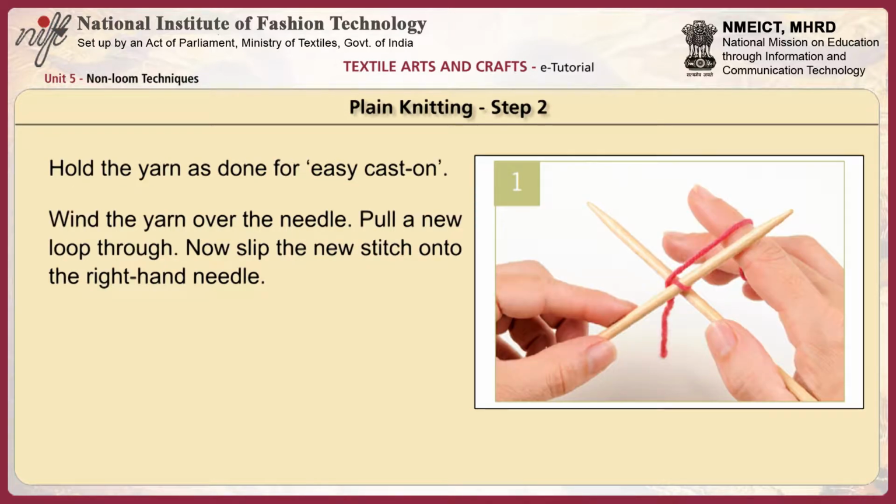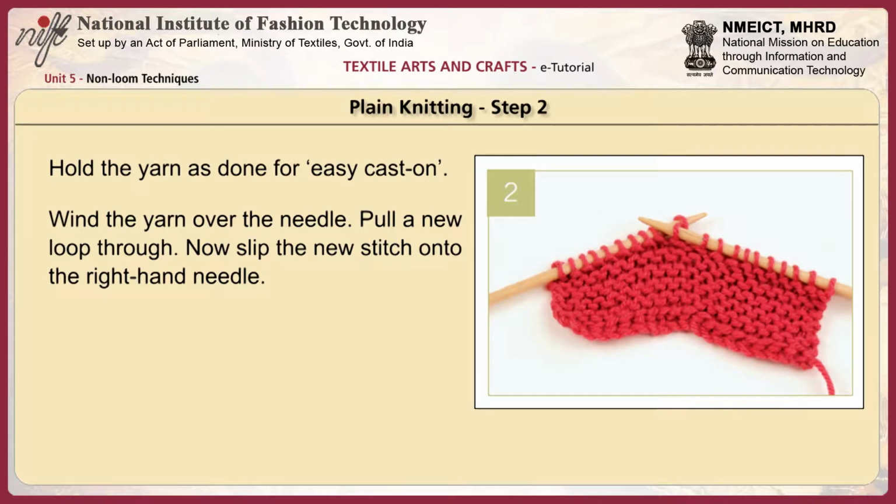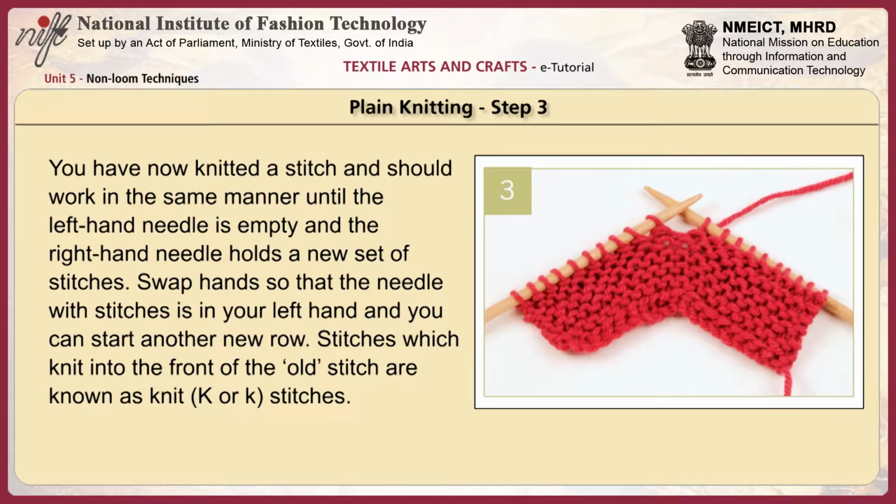Hold the yarn as done for easy cast on. Wind the yarn over the needle. Pull a new loop through. Now slip the new stitch onto the right hand needle. You have now knitted a stitch and should work in the same manner until the left hand needle is empty and the right hand needle holds a new set of stitches.